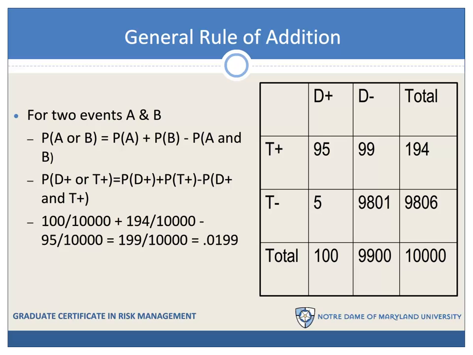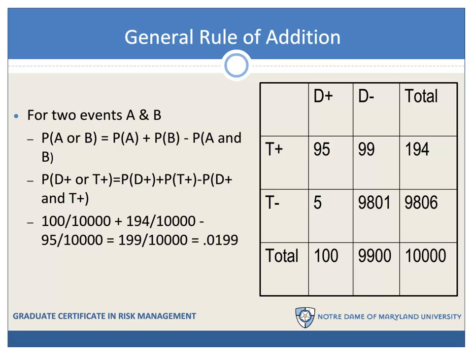So the probability that a person has the disease, that's 100 out of 10,000 people. And you see that there's the first fraction. To that, we add the probability that the person tests positive for the disease. That's 194 people out of 10,000. But notice that that 194 people is equal to 99 people without the disease and 95 with the disease.